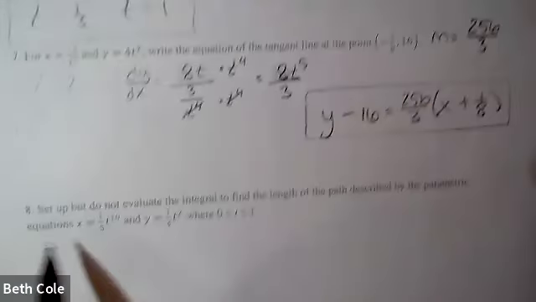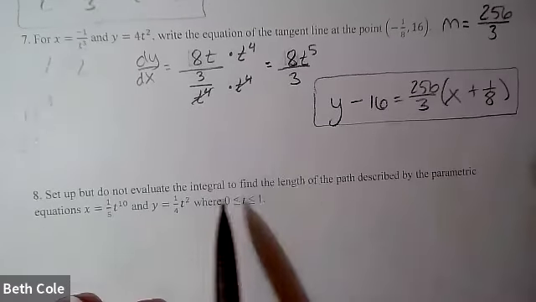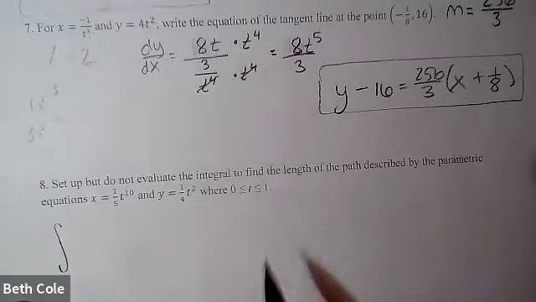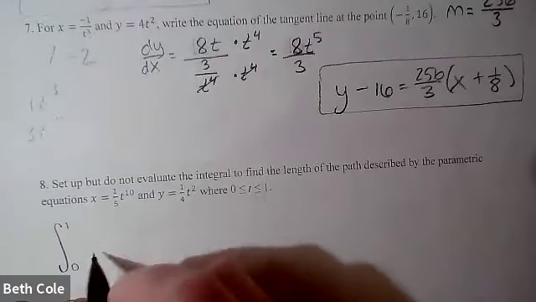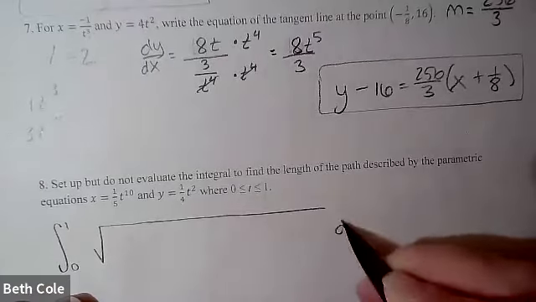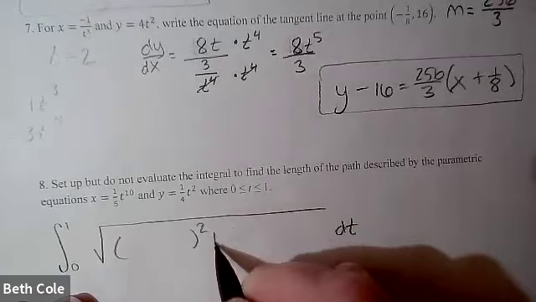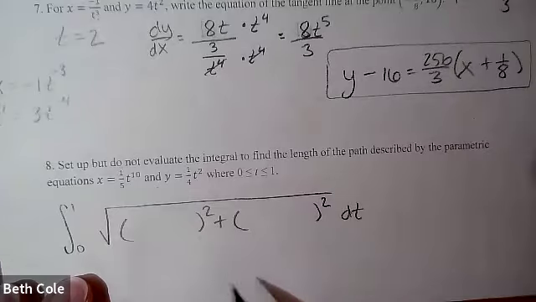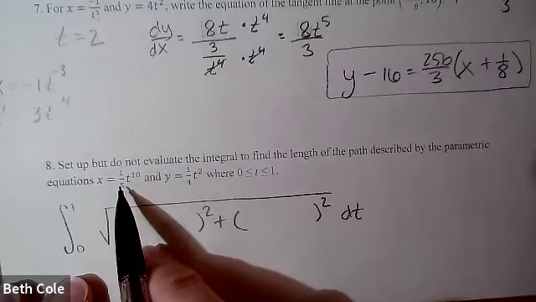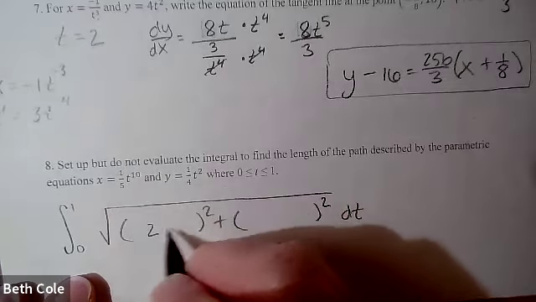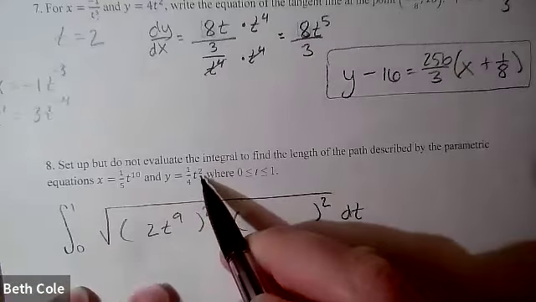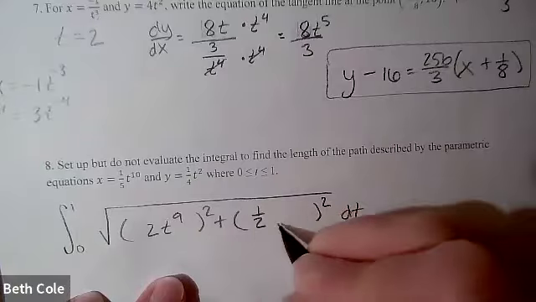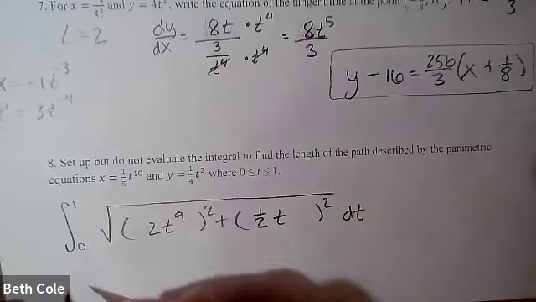All right, and then last one: set up, but do not evaluate, the integral for the length of the path. This is arc length. So we're going to have our integral from 0 to 1, great big square root, dt at the end. We're going to leave it blank to start out with. And in here goes dx/dt and dy/dt. So if we multiply the 10 down, a fifth times 10 would be 2, and then t to the 9th. And then if you multiply this 2 down, you get 2/4, which would just be 1/2, just t.